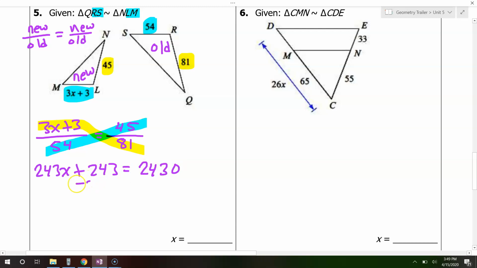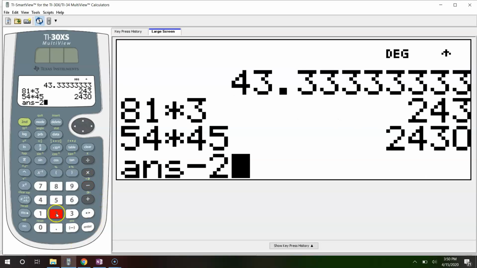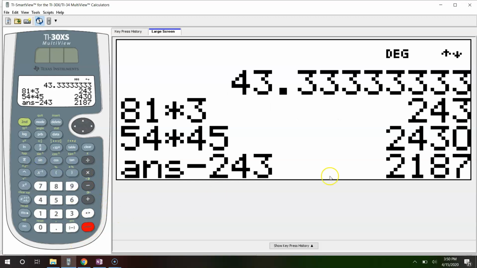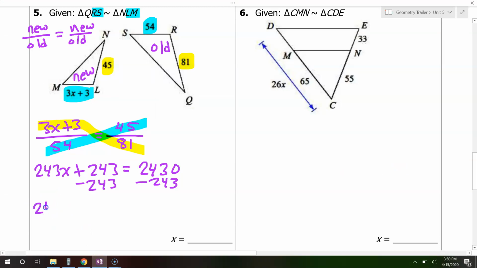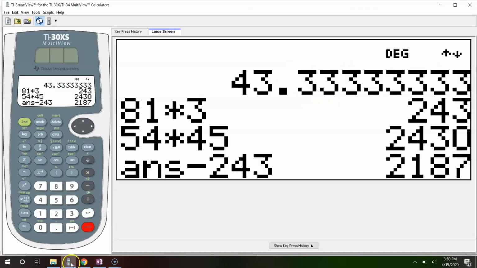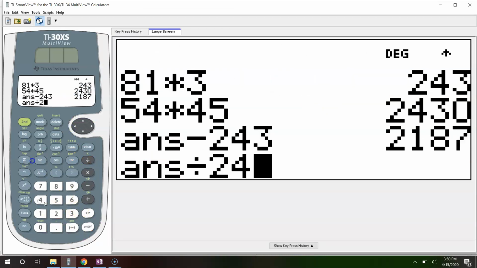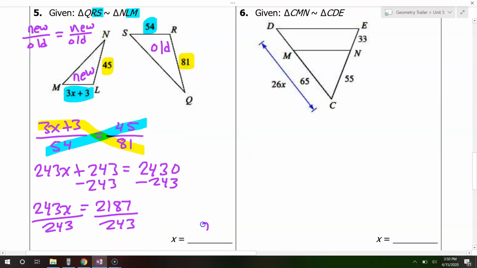All right, to solve this, I will subtract 243 from both sides. So that's 2,187. And finally, I will divide both sides by 243. And I'm getting x is equal to 9.